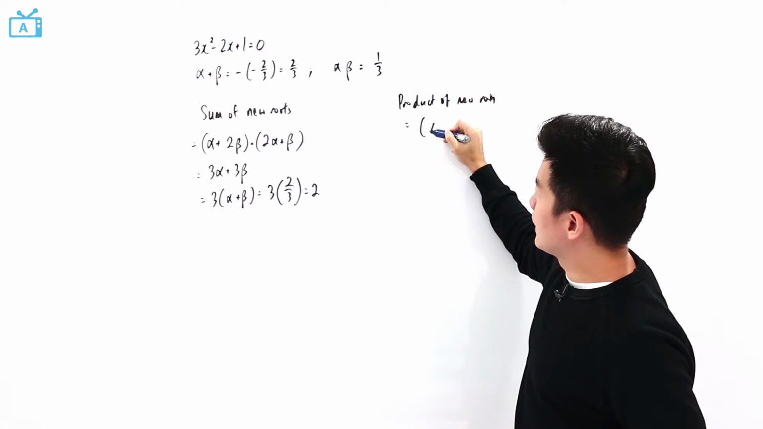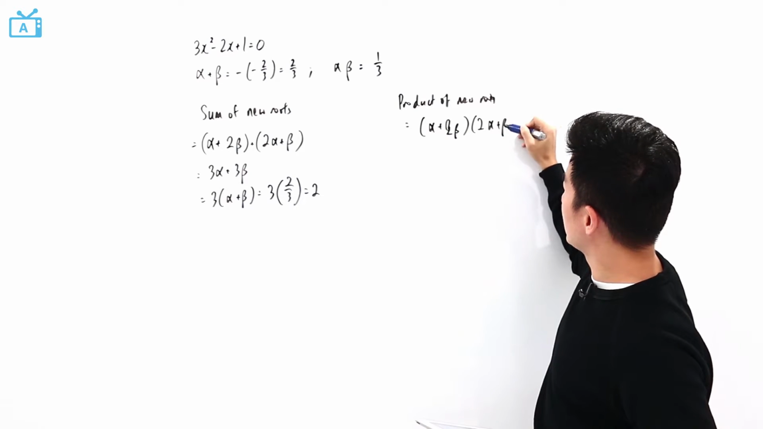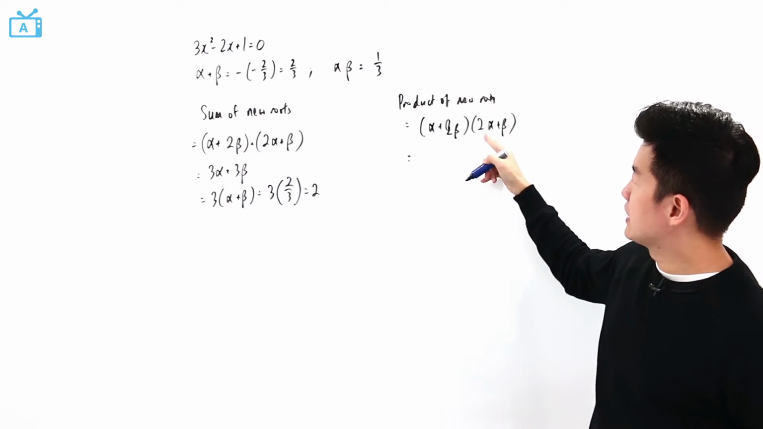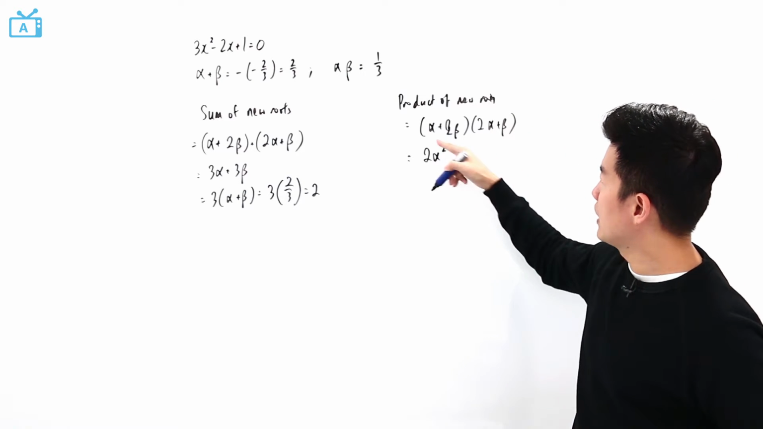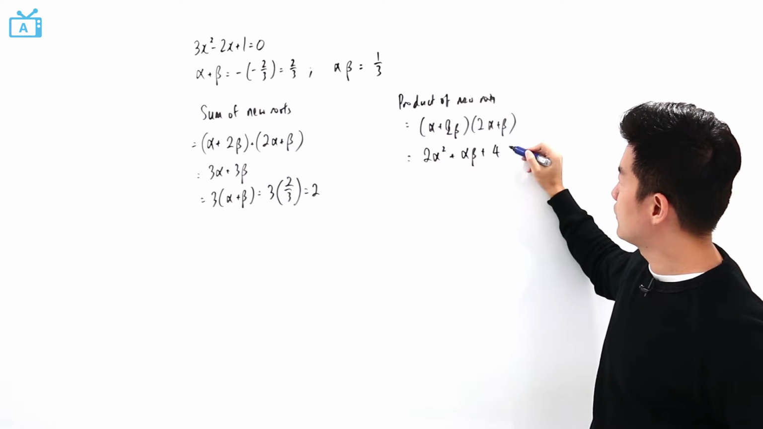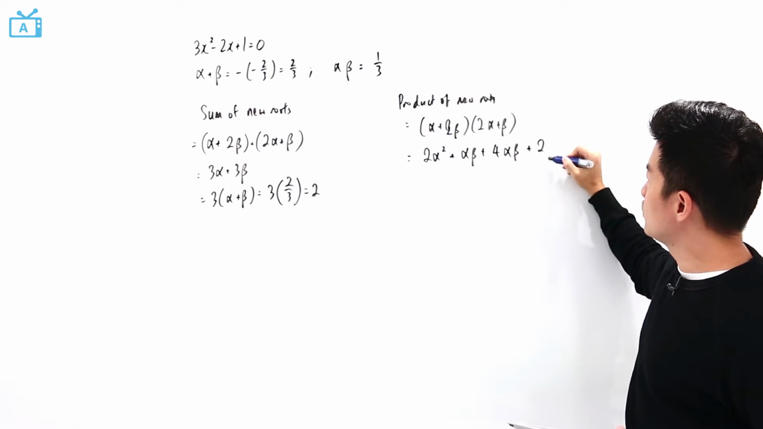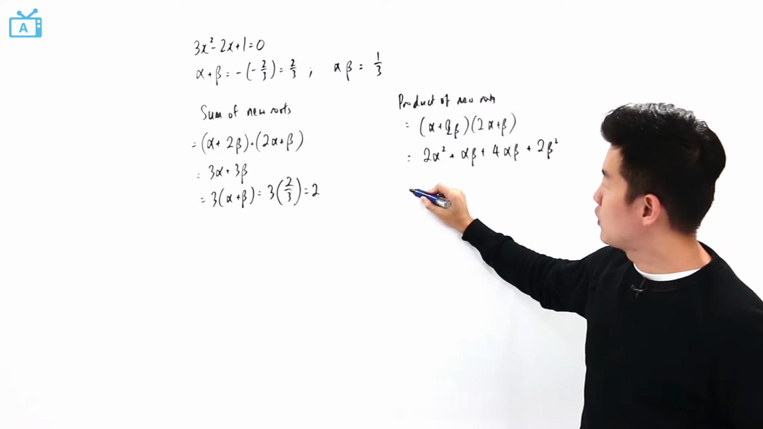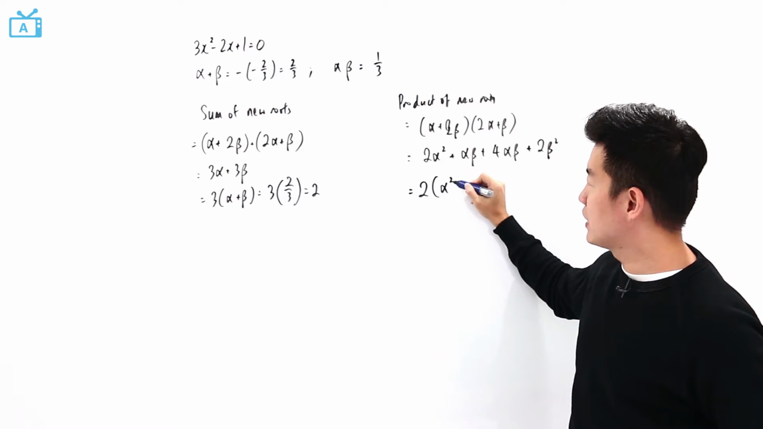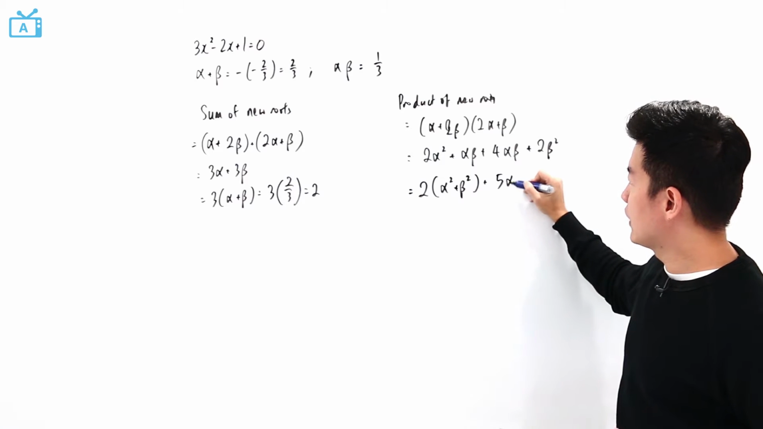And the new roots are alpha plus 2 beta and 2 alpha plus beta, which means that it is going to be 2 alpha square. This times this plus alpha beta. This times this is 4 alpha beta. And this is going to be equal to plus 2 beta square. So what we have now is 2 alpha square plus beta square plus 5 alpha beta.